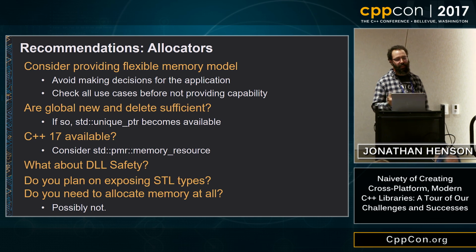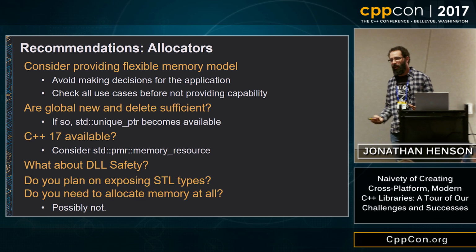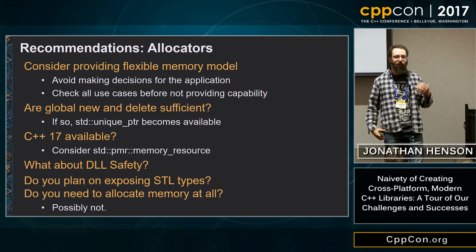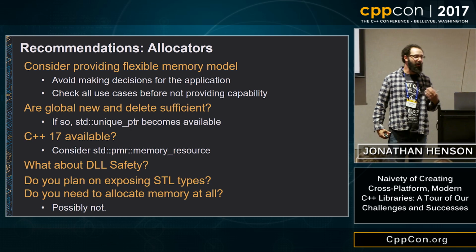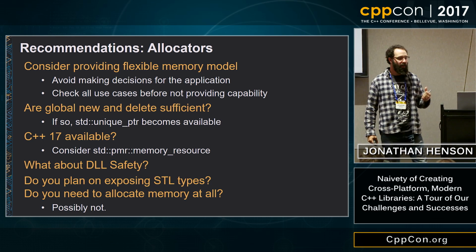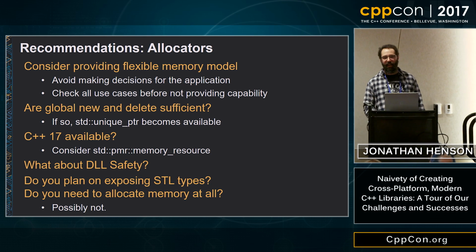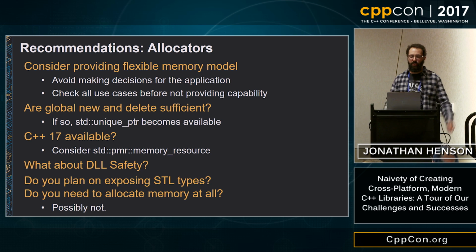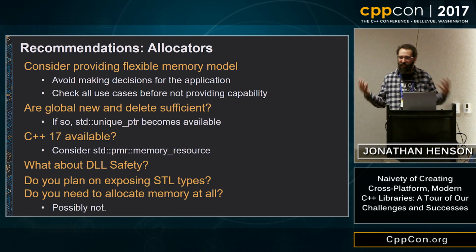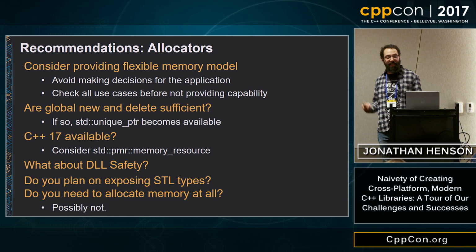So recommendations here. If you're a library, consider providing a flexible memory model. If you allocate any memory and you have applications using you that you cannot predict, then I would argue it is your sacred duty to provide them control over how the memory is handled. And if you choose not to provide it, just check with your applications. Ask your users how they're using memory, what are their constraints. Are global new and delete sufficient?